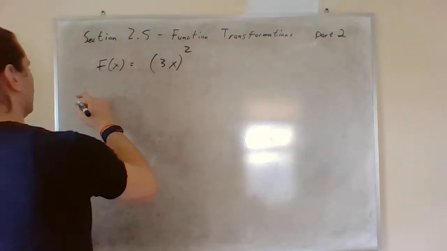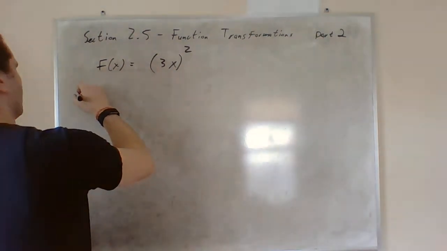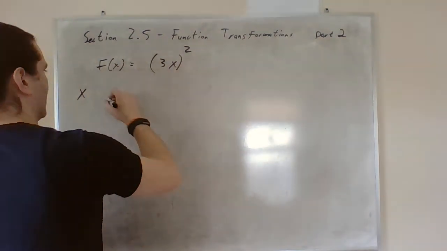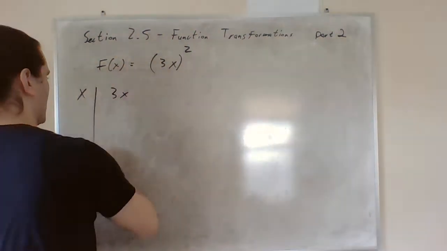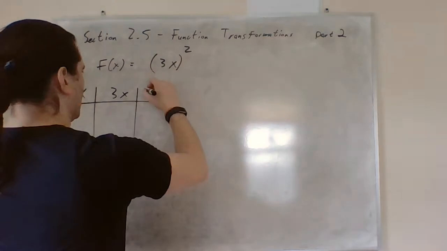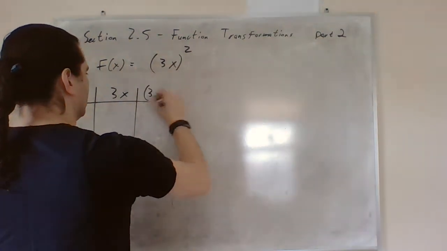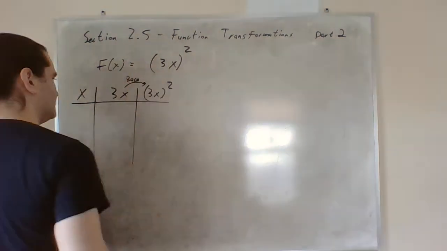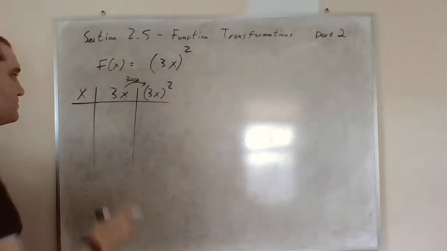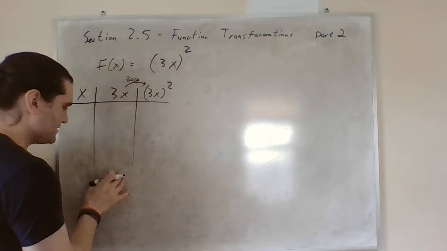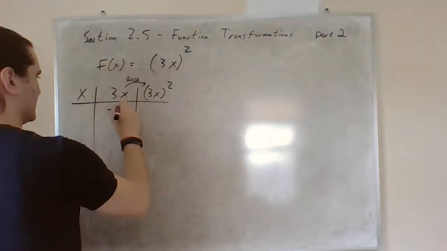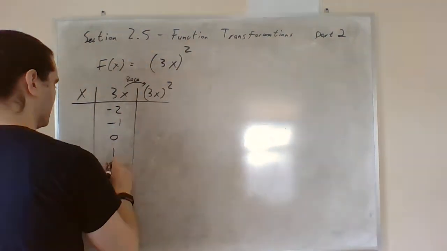So for this one, I'm going to do sort of the same thing we did before. I want a 3-column table, but the transformation happens first, and then the base function happens. And just like before, these are the numbers that I want to be working with here. I want this to be my -2, -1, 0, 1, and 2.